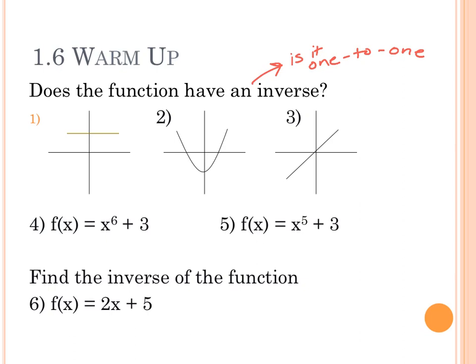So is number 1 1-to-1? This would fail your horizontal line test, right? It's a function, but it's not 1-to-1. So it doesn't have an inverse. How about 2? Does that have an inverse? No, it would also fail your horizontal line test. How about 3? Yes, 3 would have an inverse. It would pass your vertical and your horizontal line test, okay?